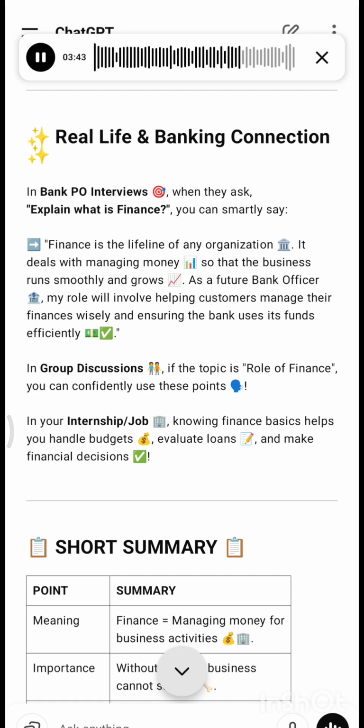In Bank PO interviews, when they ask, explain what is finance, you can smartly say, finance is the lifeline of any organization. It deals with managing money so that the business runs smoothly and grows. As a future bank officer, my role will involve helping customers manage their finances wisely and ensuring the bank uses its funds efficiently. In group discussions, if the topic is role of finance, you can confidently use these points. In your internship job, knowing finance basics helps you handle budgets, evaluate loans, and make financial decisions.